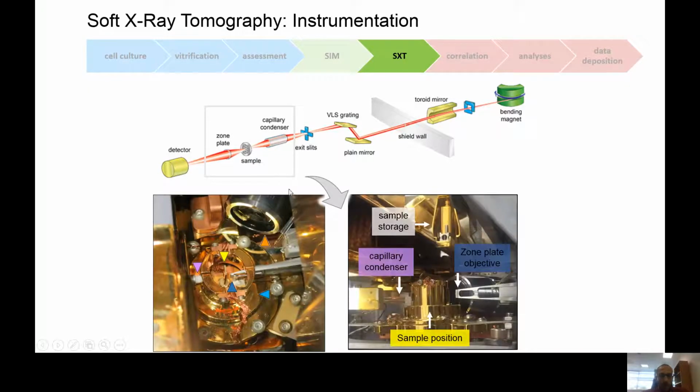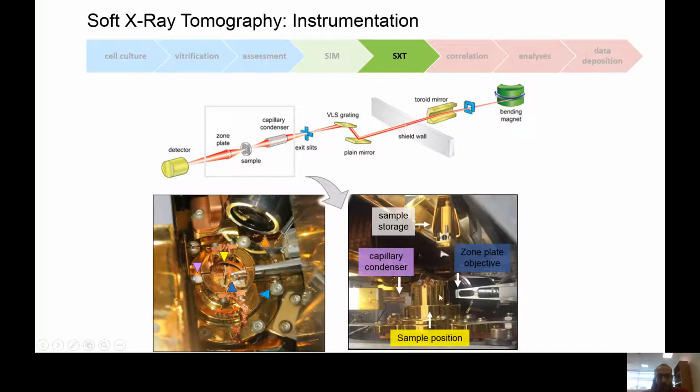And if we look through this chamber here, this is a top view, and in the purple here, this is our capillary condenser. This is the glass tube, and this is the side view. You can see it also here. And the yellow arrow, this is our sample. And the dark blue arrow is our objective lens, or the zone plate. And again, this is the side view. So this is our zone plate.